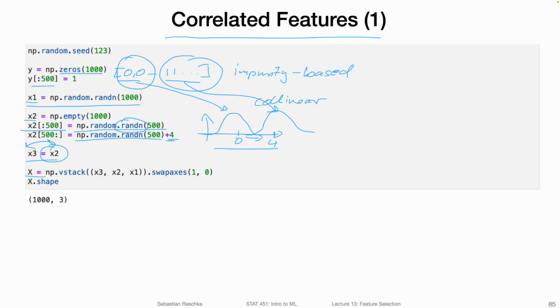Lastly, I'm arranging that into a design matrix, a regular representation for scikit-learn. I'm using swap axes so that I have the 1,000 examples as rows and the 3 feature columns. Otherwise, it would be 3 by 1,000, which is not what we want. So this is why I'm using swap axes after calling vstack when stacking these features. Okay, so this is my artificial data set where I have perfectly correlated features in x3 and x2.